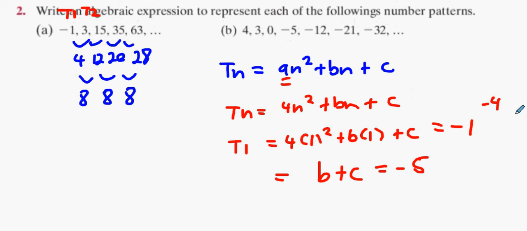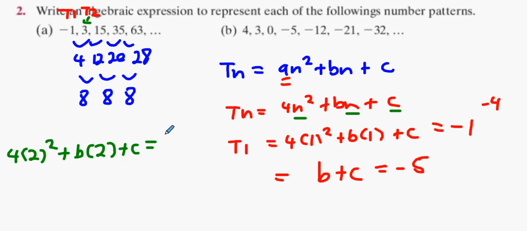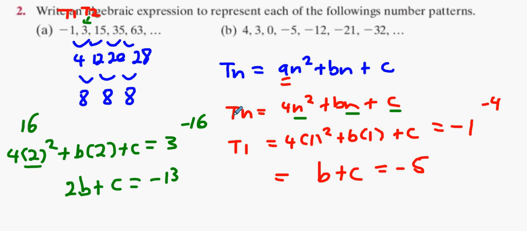Use T2. And what happens when I use T2? What do we replace n with this time? 2. 4 times 2 squared plus b times 2 plus c. And what is T2? 3. And then we get 2b plus c. Now that's 16. Everybody cool with that? Bring it over here so it's minus 16. So okay. Do you see these two simultaneous equations? Oh, that's a terrible choice in colour. That one there and this one here.